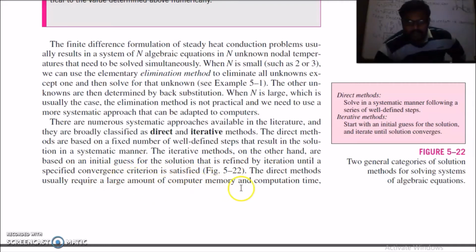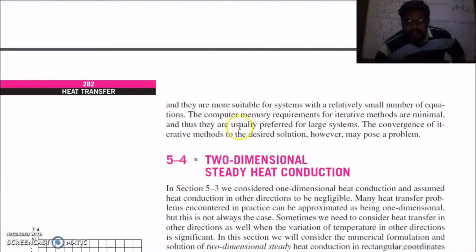So we need a computer with a good memory, and computation time will be needed, and then you will get the result. The computer memory required for iterative methods is minimal, and thus they are usually preferred for large systems. The convergence of iterative methods to the desired solution, however, may pose a problem.